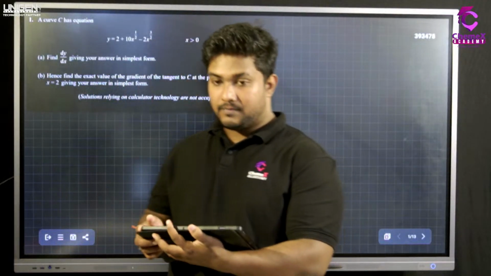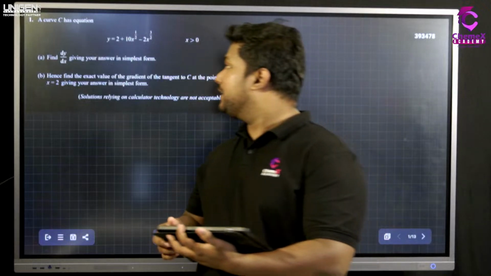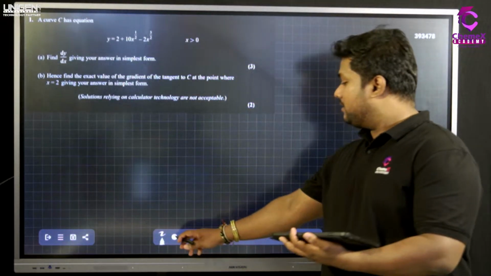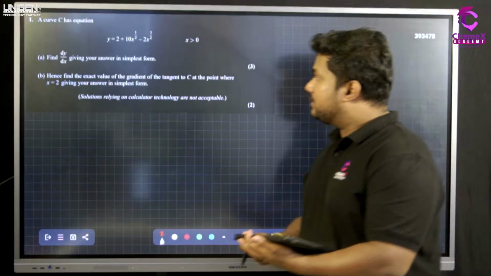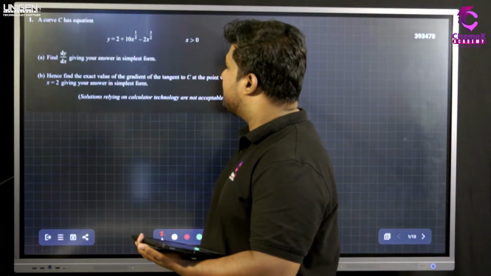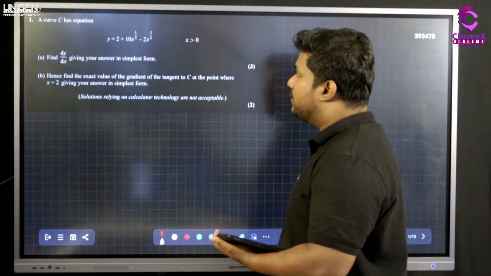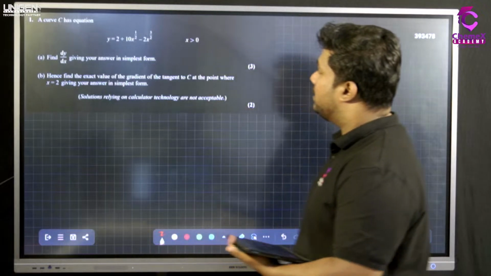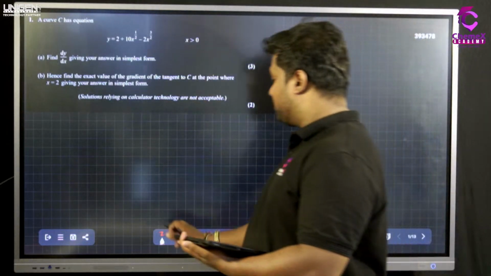Okay, so let's start with the January 2023 paper, P1. Alright, so the first question. The curve C has the equation y is equal to 2 plus 10x to the power half minus 2x to the power 3 over 2. So how do you get dy over dx?